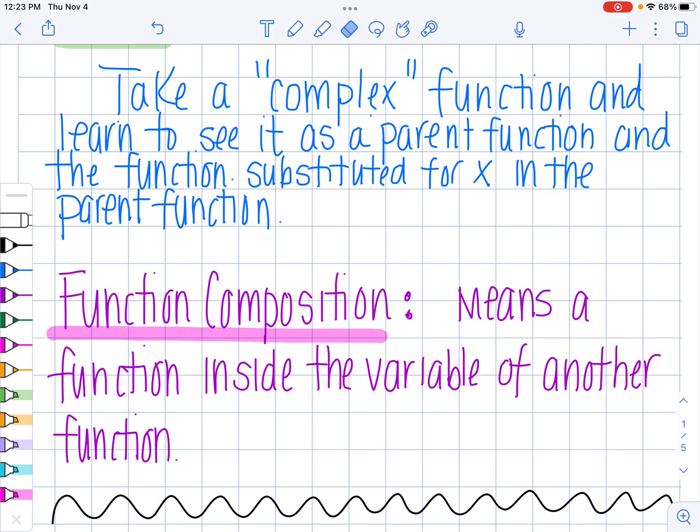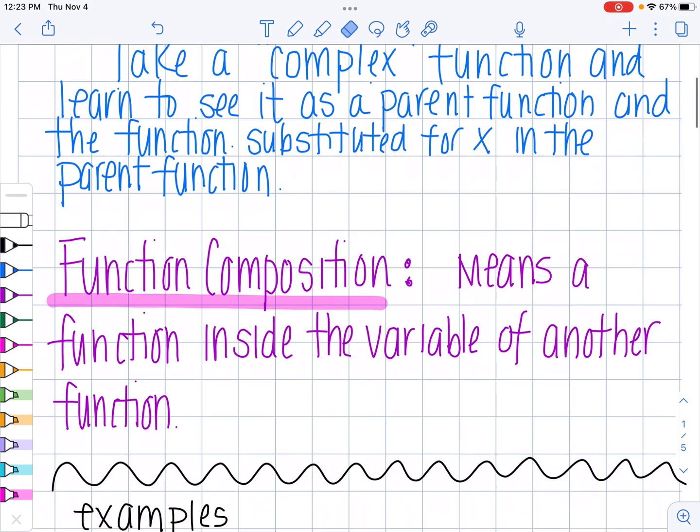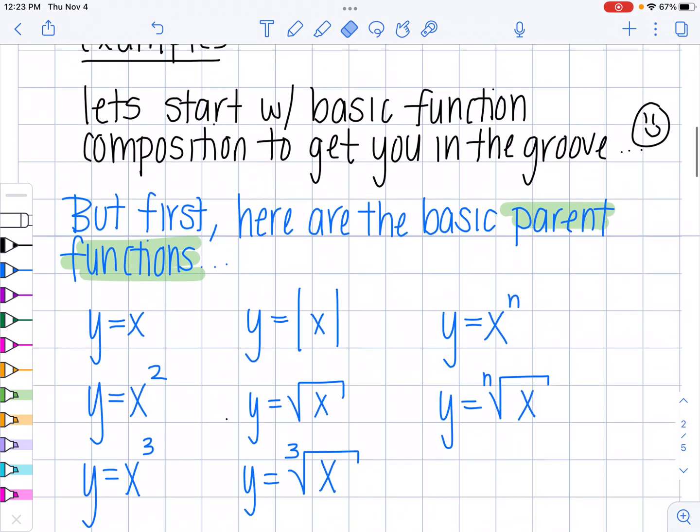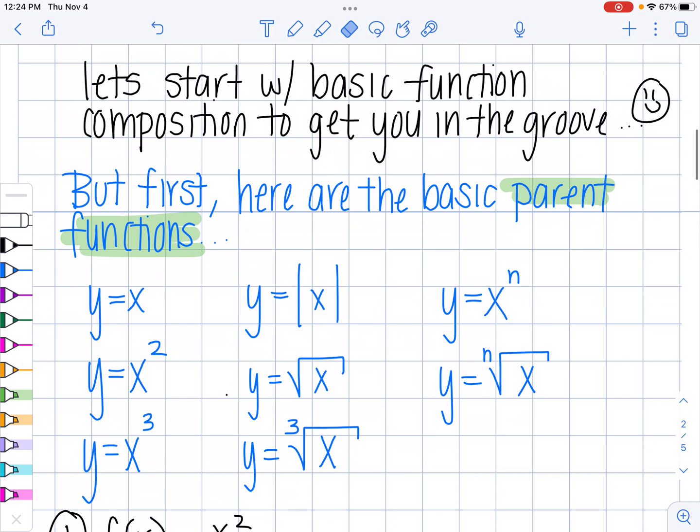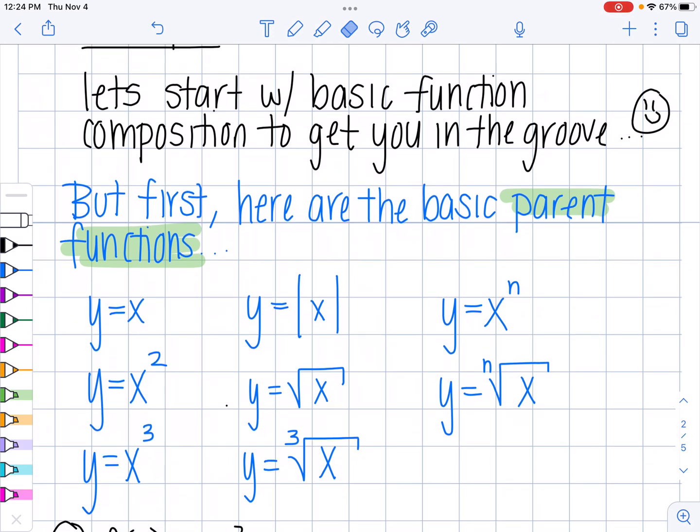So let's just break this down, because there's lots of word functions going on. It kind of sounds really confusing. So let's first just talk about basic function composition to kind of get you in the groove of what we're going to do, and then we'll learn how to break apart a function. But first, I just want to remind you of our basic parent functions, which are like the most broken down, basic types of categories of functions that we have.